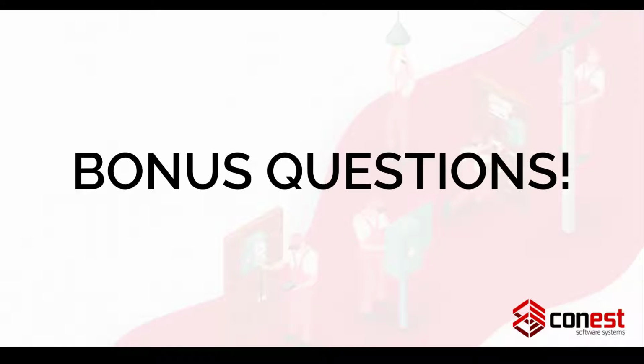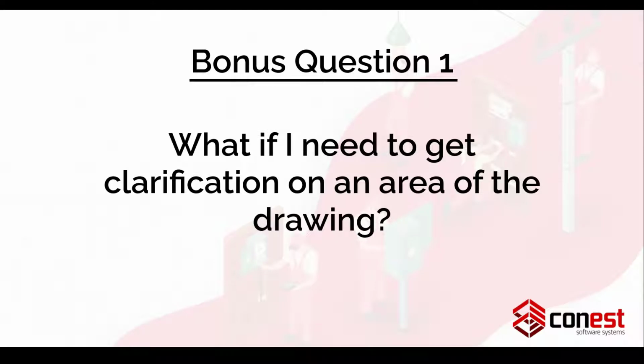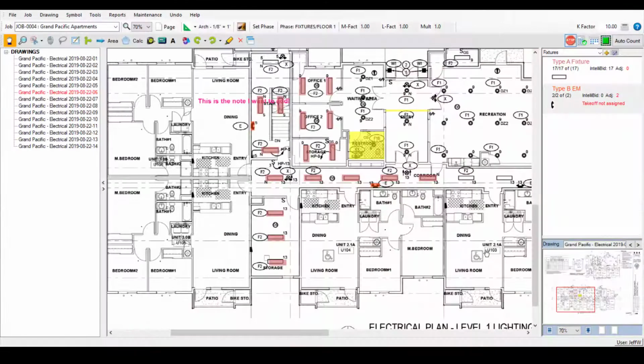And just for good measure, no pun intended, we're going to add in 3 bonus questions. The first of our bonus questions is, what if I need to get clarification on an area of the drawing? Well, one of the things you could do in that case is just to use the snipping tool that's built into SureCount here. In this case, you just click on the tool here.